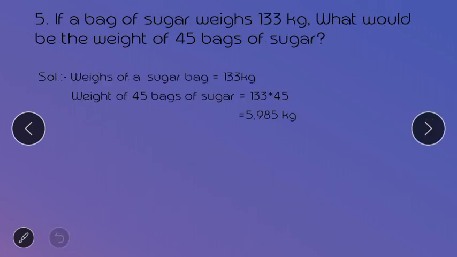If a bag of sugar weighs 133 kg, what would be the weight of 45 bags of sugar? Weight of a sugar bag. The word "a" gives the importance, means one bag of sugar weight is 133 kg. Then weight of 45 bags, now how much will the weight of 45 bags be? Then you have to add: one sugar bag is 133 kg, then another sugar bag is also 133 kg, means 133 kg you have to add 45 times.